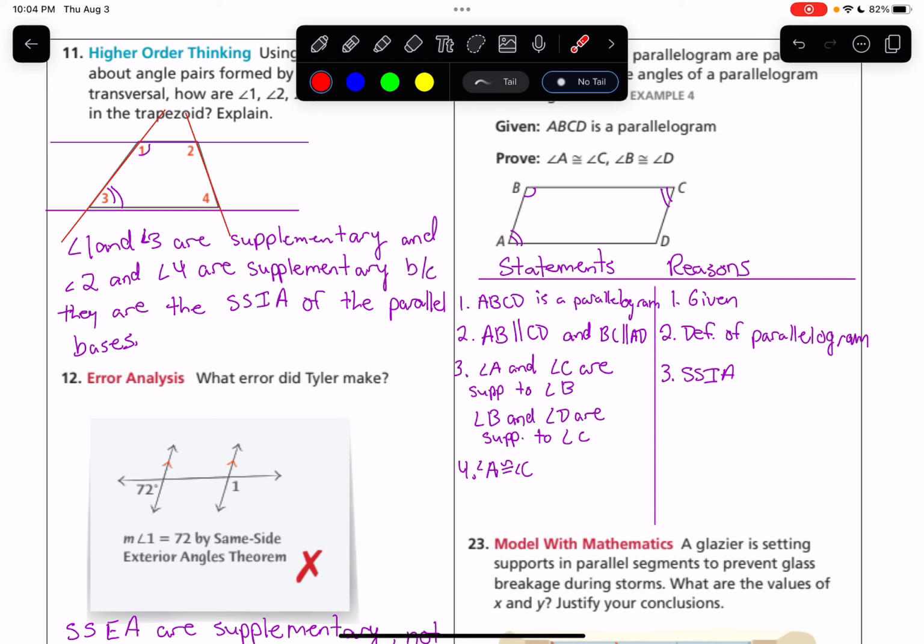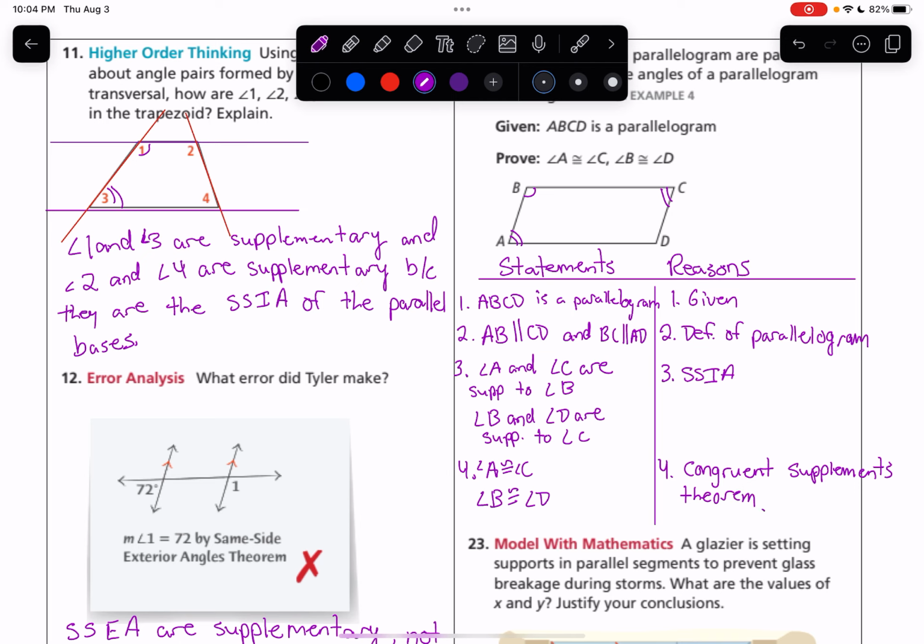And I know the same thing about B and D. I can say angle B is also congruent to angle D. And both of those happen because of the congruent supplements theorem.